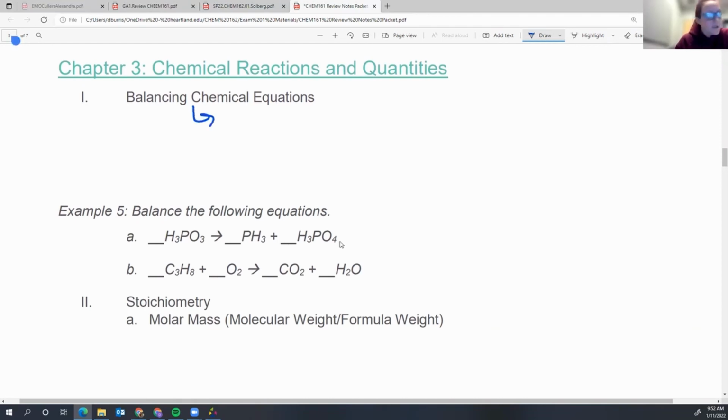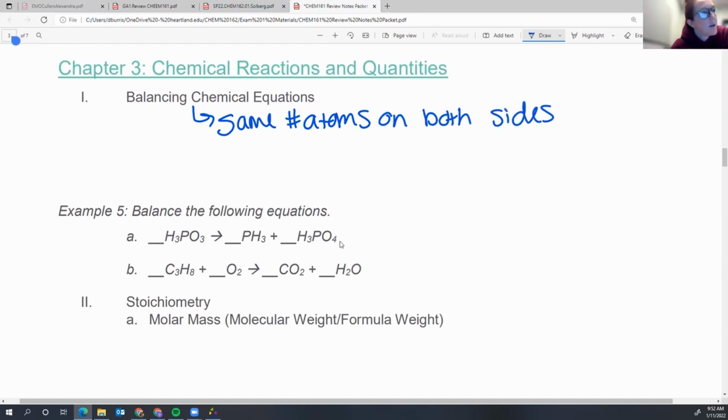Of course, law of conservation of mass. You have to have the same number of atoms of each element on both sides of the equation. Okay, same number of atoms on both sides. That's the most important thing.